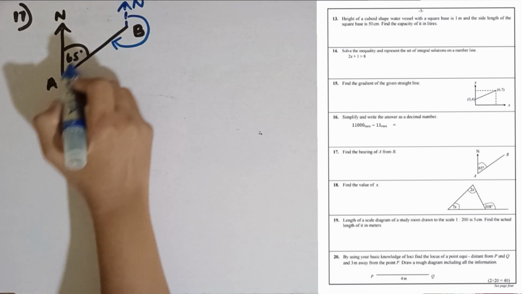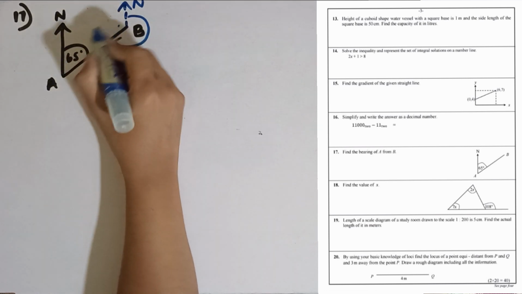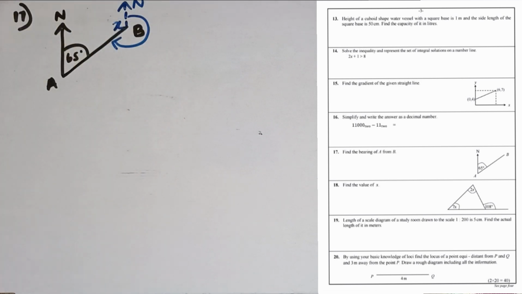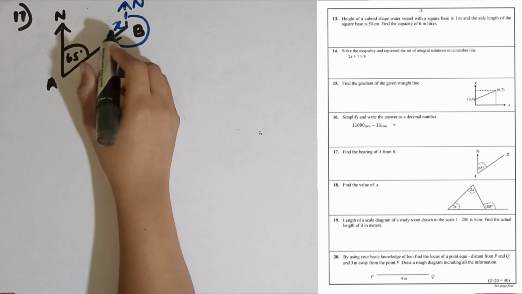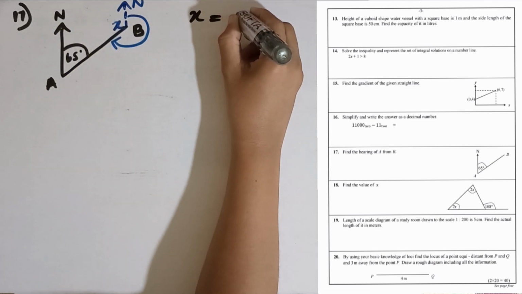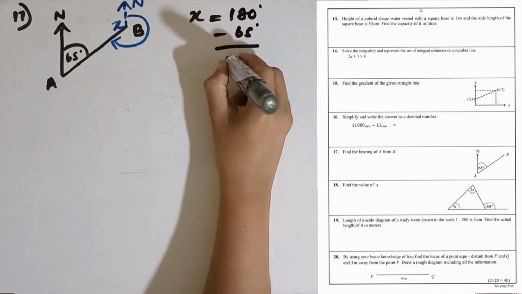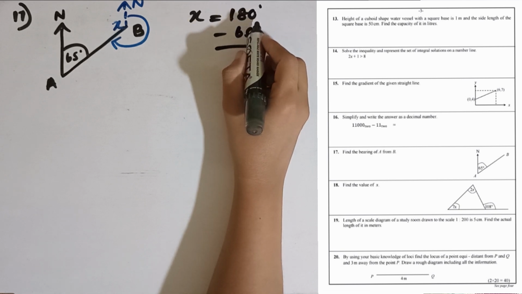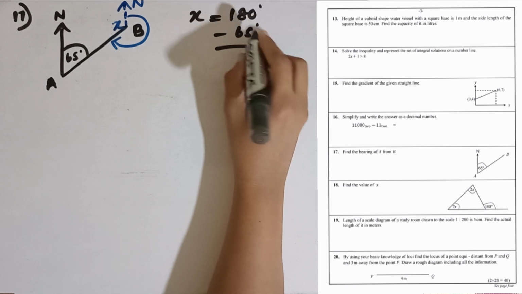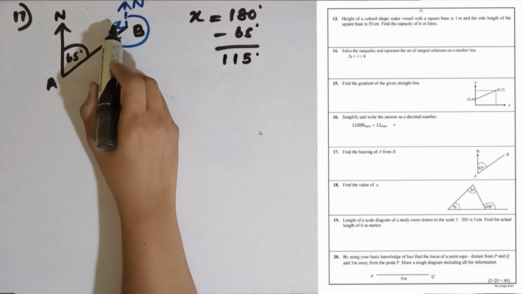As these two are parallel lines, say both are north direction, so they are parallel. These two are allied angles, so we can find the magnitude of this angle. How to find x? The sum of two allied angles is 180. So x equals 180 minus 65. The magnitude is now 115. Here this one is 115.